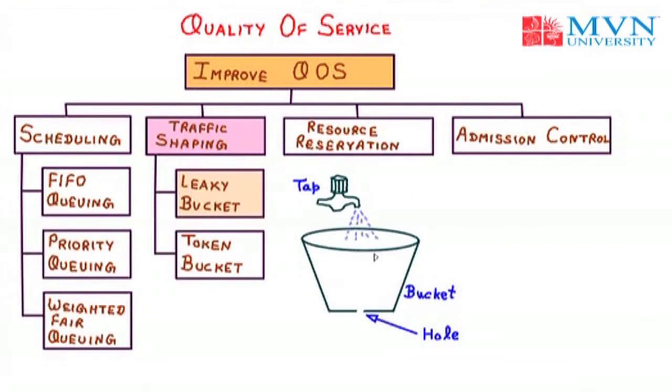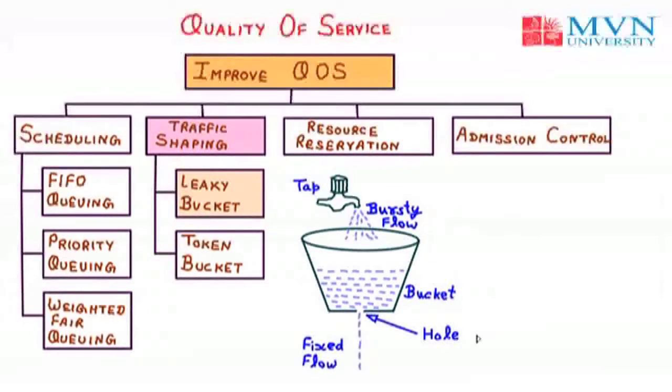Now that water will be collected inside the bucket. So this is the bursty data or the bursty water. So we call it the bursty flow of data. As you can see, at the bottom there is a hole in the bucket. That means water will come out from the hole. There is a main and major point to be noted: from the hole the data or the water will come out at a constant flow. So we can say that with the help of the leaky bucket, the bursty flow of data or water can be converted to a fixed flow of data or water.